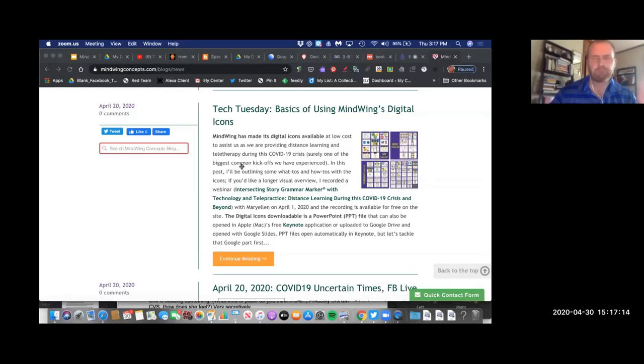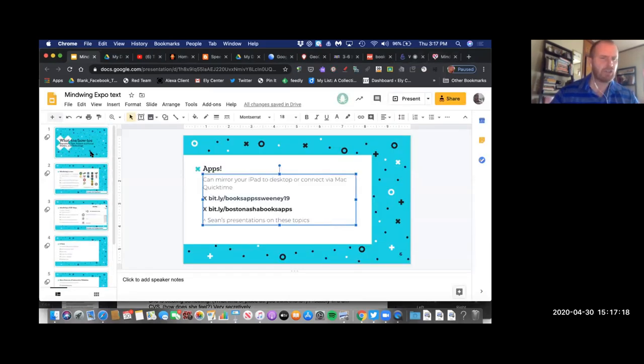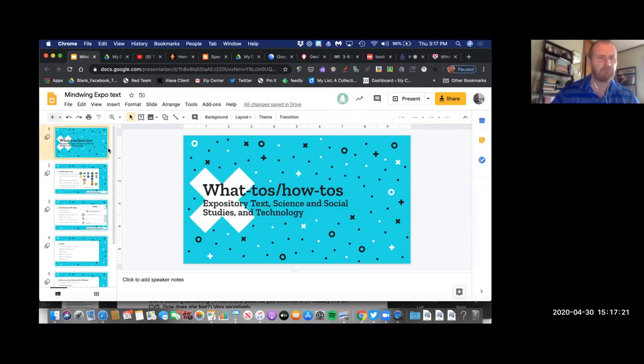And that was a really awesome demonstration. As Sheila was demonstrating there, there's a lot of different things you can do with their icon sets. MindWing has recently put those icons available on the website. They're very inexpensively packaged, I think, and you can either buy the universal set or just the ThemeMaker ones at different levels. But I'm going to be talking a bit about the technology piece.